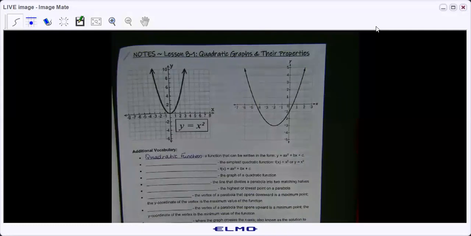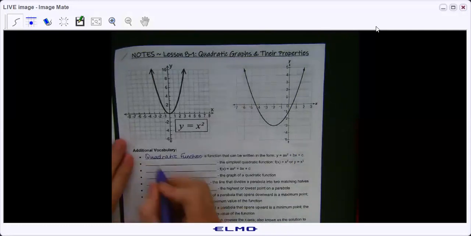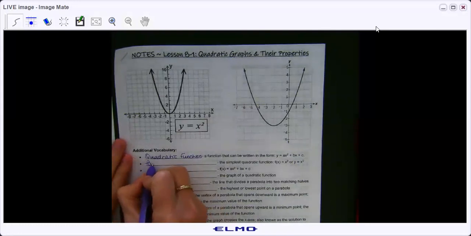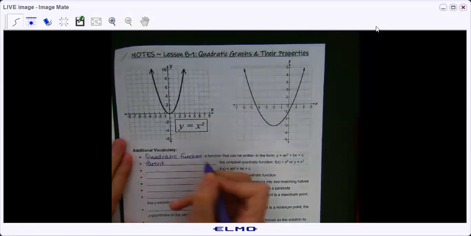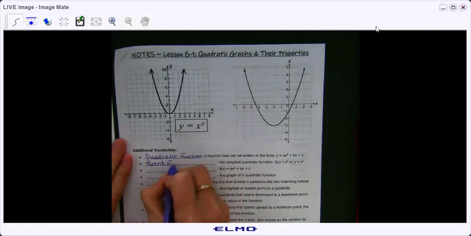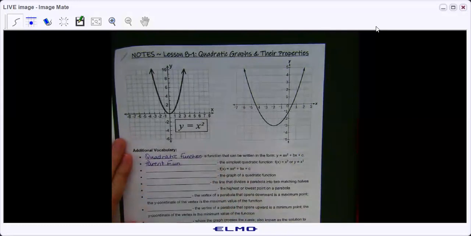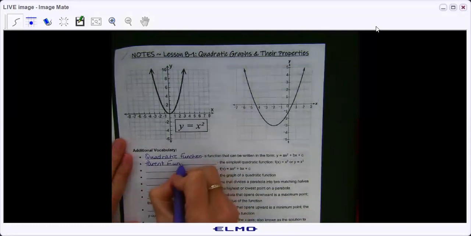The simplest quadratic form is f of x, or y equals x squared, and that is called our parent function. If you remember back to linear transformations, we had a parent function of y equals x. The difference here is that this one is y equals x squared.